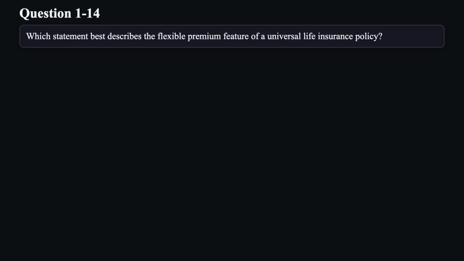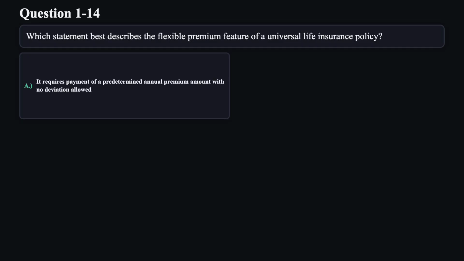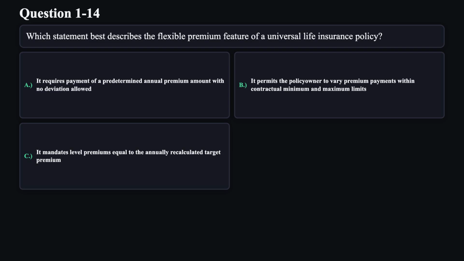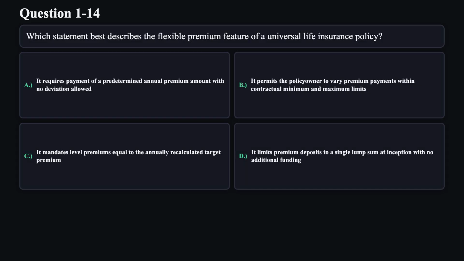Question 14. Which statement best describes the flexible premium feature of a universal life insurance policy? A. It requires payment of a predetermined annual premium amount with no deviation allowed. B. It permits the policy owner to vary premium payments within contractual minimum and maximum limits. C. It mandates level premiums equal to the annually recalculated target premium. D. It limits premium deposits to a single lump sum at inception with no additional funding.